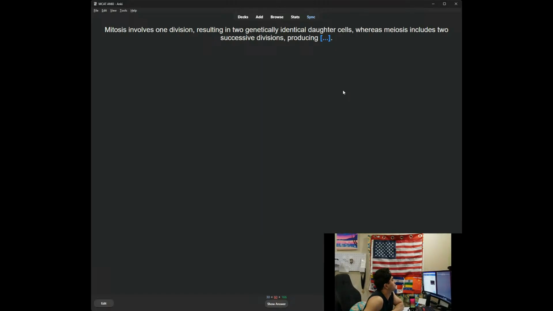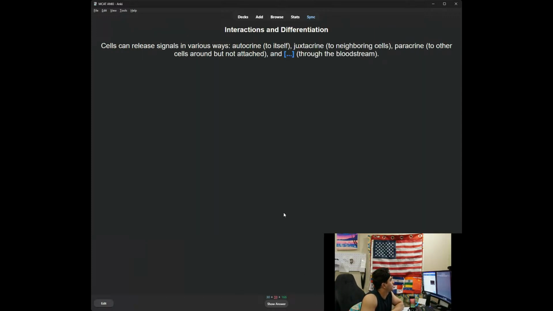This involves one division resulting in two genetically identical daughter cells; two sets produce four genetically diverse daughter cells. Cells release signals in various ways: autocrine to self, juxtacrine to nearby and adjacent cells, really close. Paracrine to cells that are further away, endocrine to cells that are very, very far away. That's endocrine through the bloodstream.